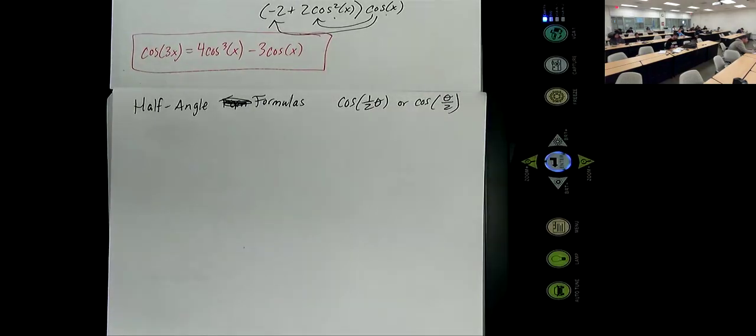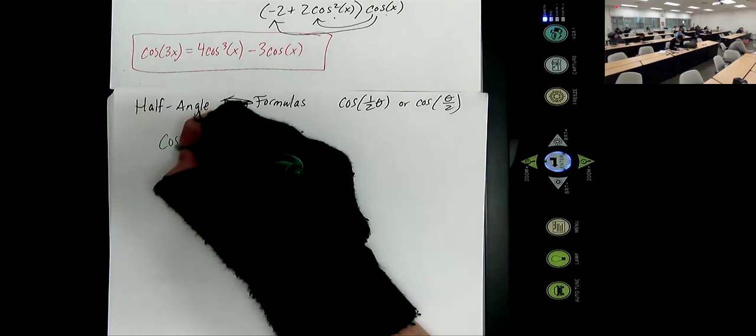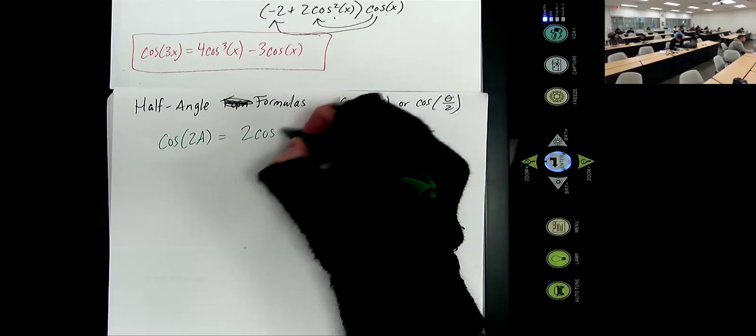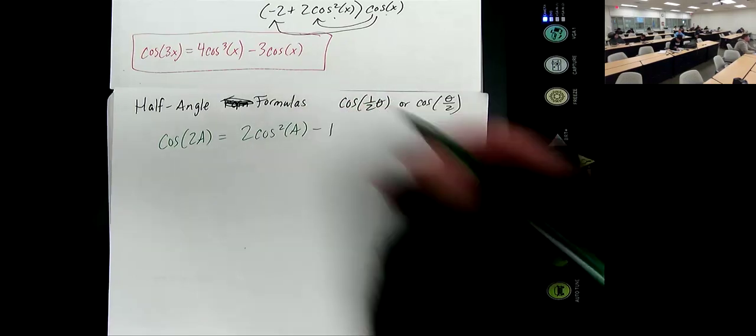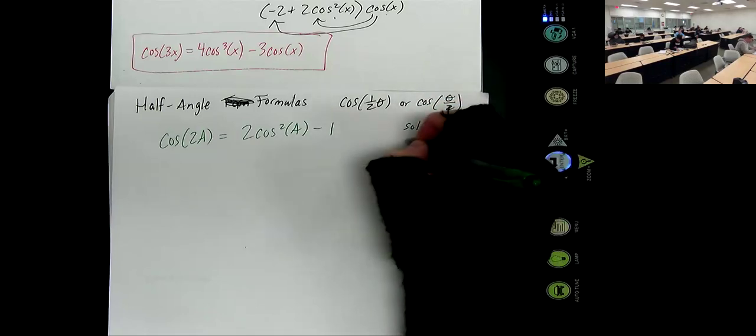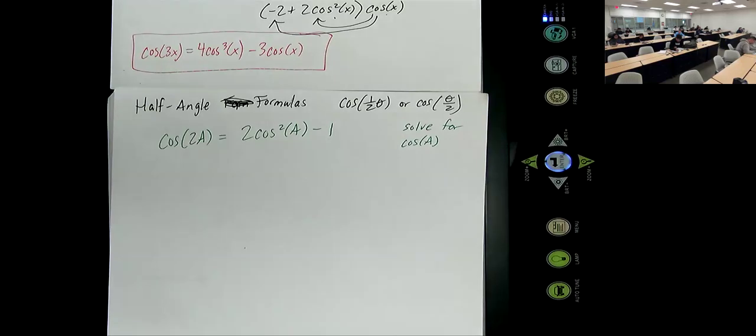So to get one for cosine, I'm going to start with cosine of 2 theta. I'm going to say cosine of 2a equals 2 cosine squared a minus 1, and solve for cosine a. A lot of these, if you just memorize a few formulas and do some algebra manipulation, you can get the rest. It's pretty neat.